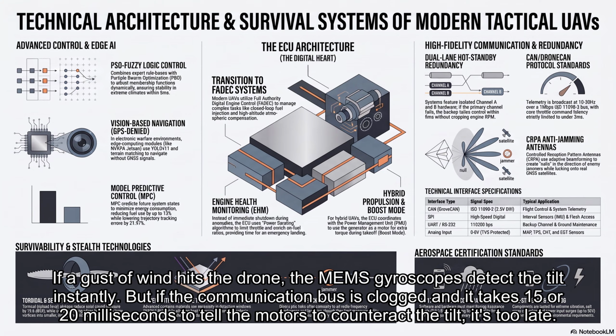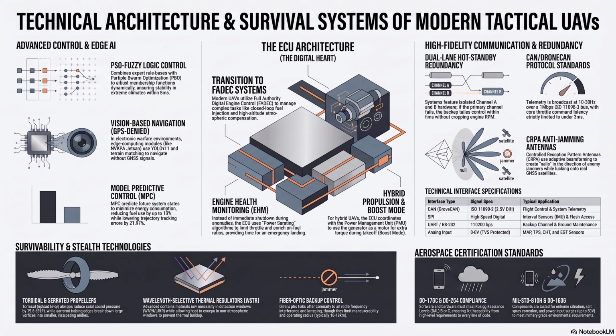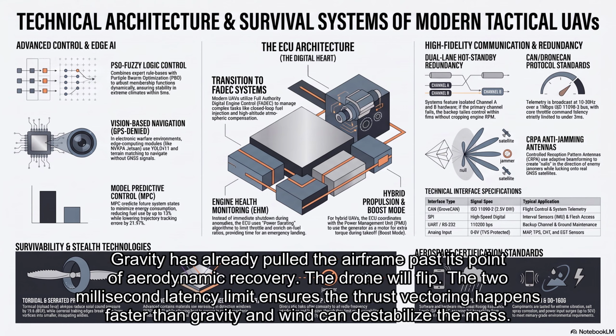But if the communication bus is clogged, and it takes 15 or 20 milliseconds to tell the motors to counteract the tilt, it's too late. Gravity has already pulled the airframe past its point of aerodynamic recovery. The drone will flip. The 2-millisecond latency limit ensures the thrust vectoring happens faster than gravity and wind can destabilize the mass.